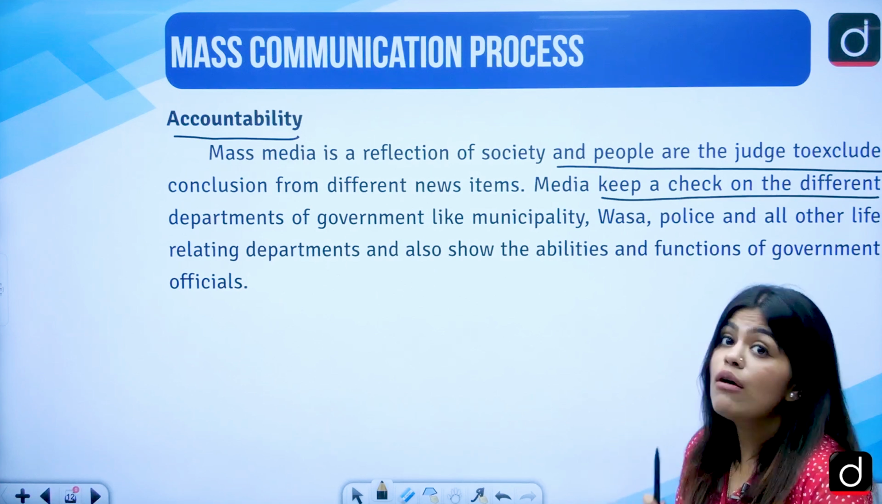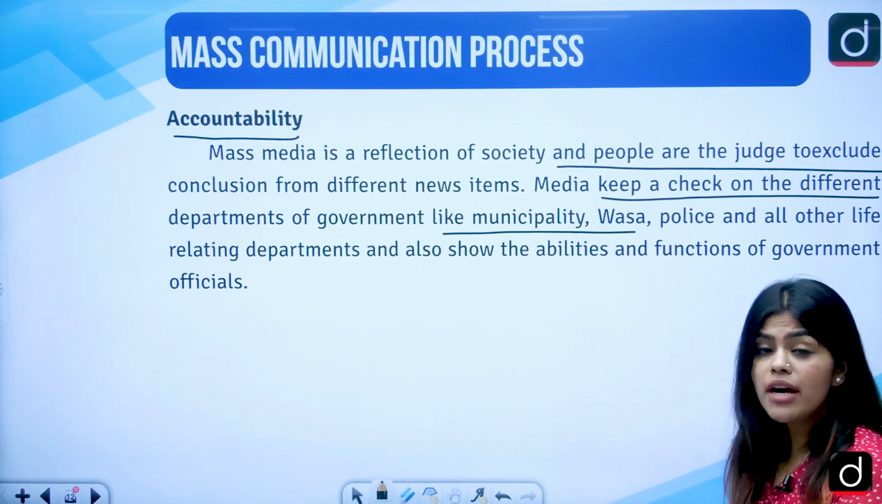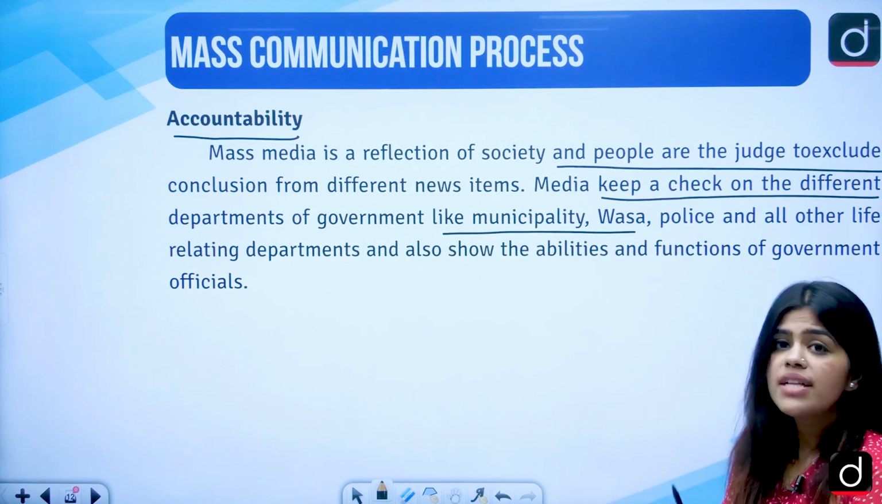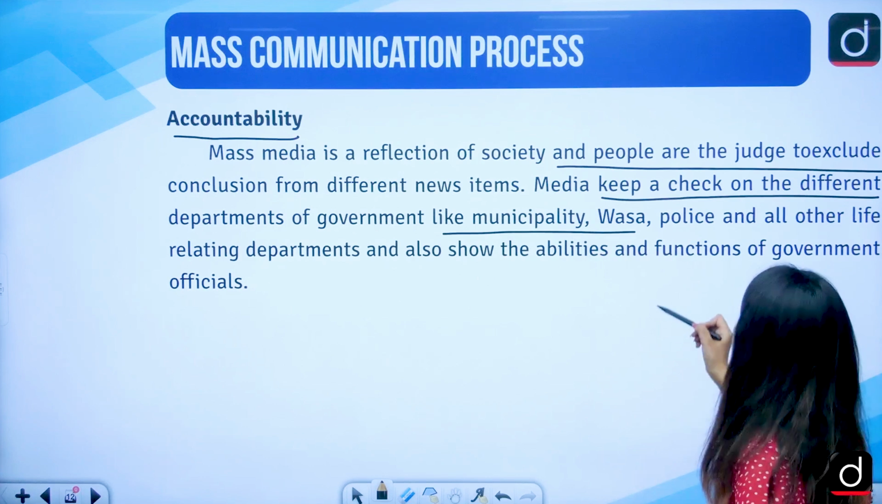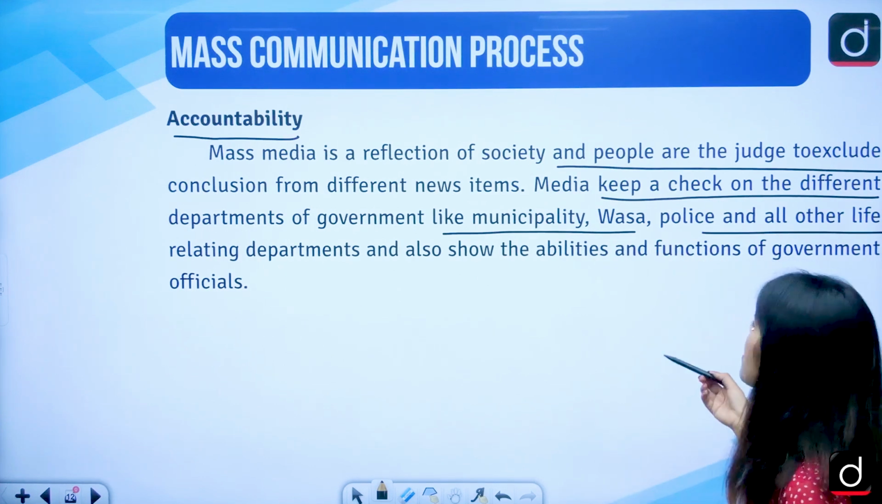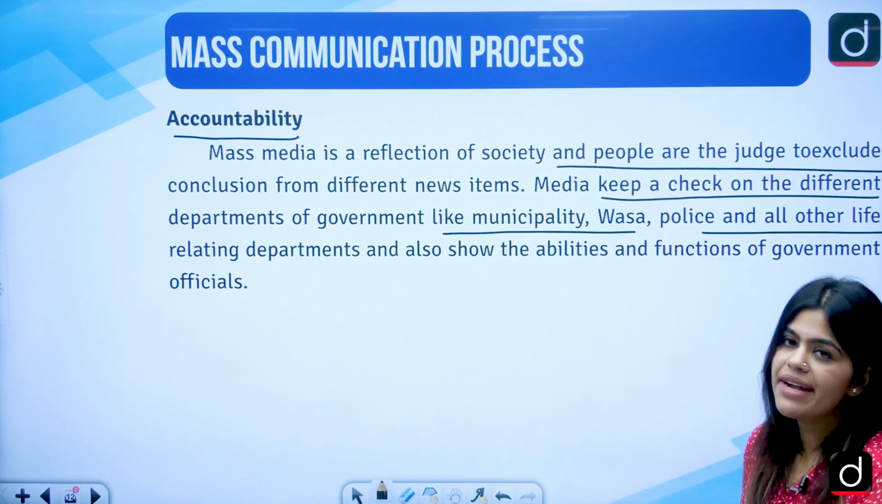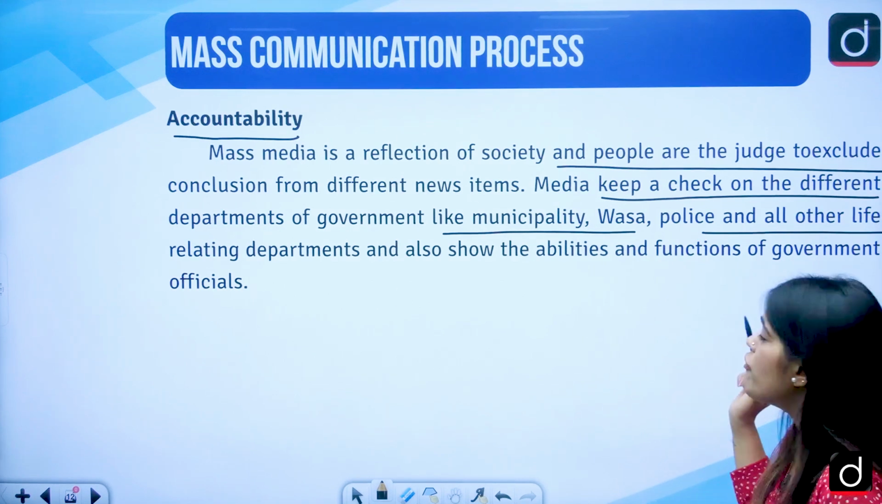Media acts as a watchdog. For example, the municipality will work better because they know that they are being watched. Likewise, we know that other related departments work better. Their abilities, their functions, their officials work better because of the presence of media.